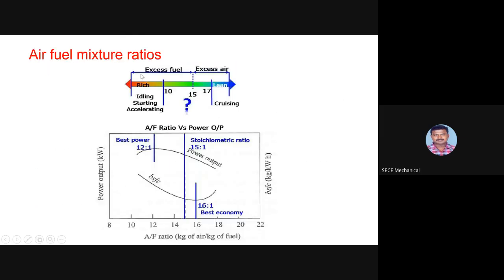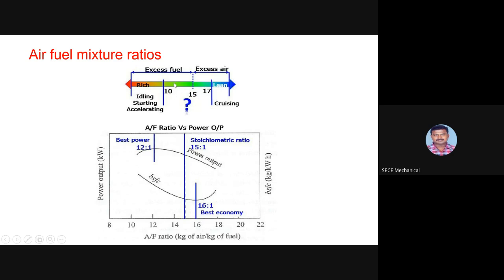And these are the air fuel mixture ratios. For a rich mixture, we need to send excess fuel and less air. For a lean mixture and stoichiometric mixture, we need to send a high amount of air and less fuel. You should always keep in mind that in a rich mixture we send a lot of fuel and less air, and in a lean mixture we send more air and less fuel.